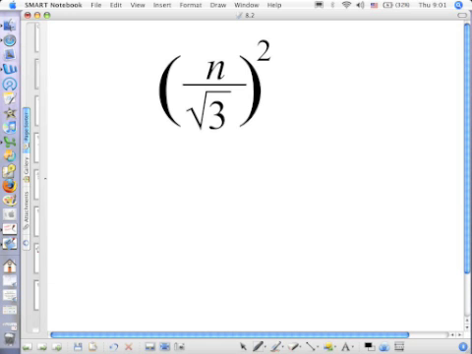N over the square root of 3, and the whole thing is squared. What would that be? N squared over 3. Very good. N squared over 3.